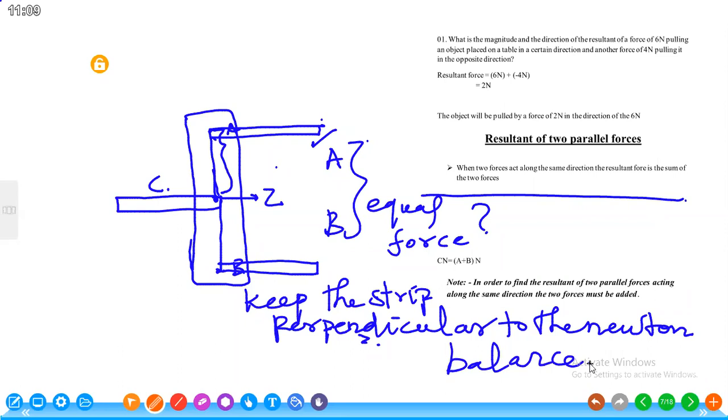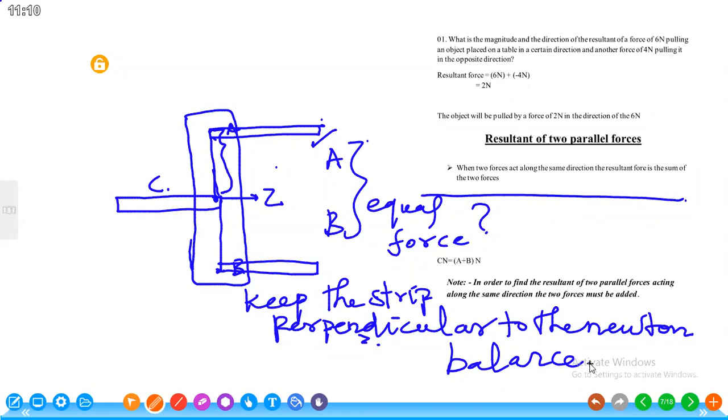First, the figure is shown and you are asked what the aim of this activity is. The aim is to find out that the resultant of two parallel forces is equal to their sum. This is the aim of this activity. Then, when you arrange this practical, what are the facts that should be considered?